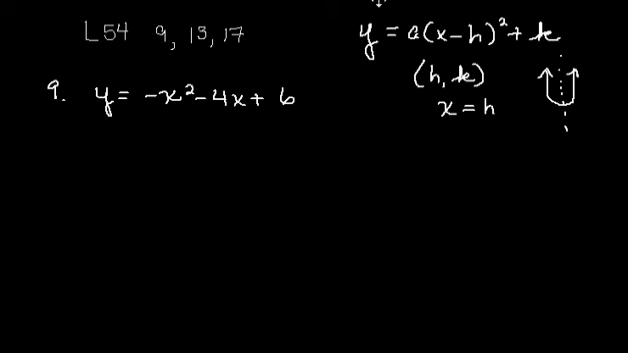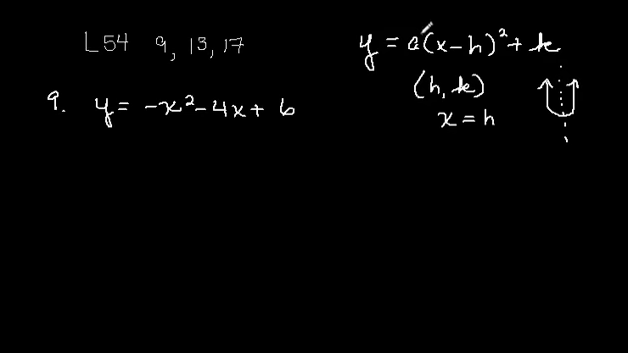We can also tell some other things by looking at the equation when it's in this form. This a, if a is positive, then the parabola opens upward. If a is negative, the parabola opens downward. Another thing you can tell is that the number out here is the y-intercept. So just a couple things. This is not the y-intercept, this is the y-coordinate of the vertex. The y-intercept is where it crosses the y-axis.